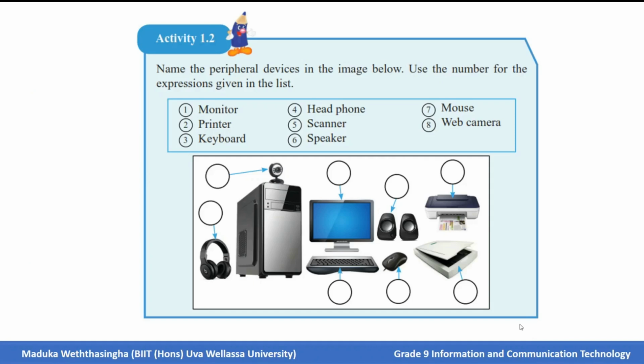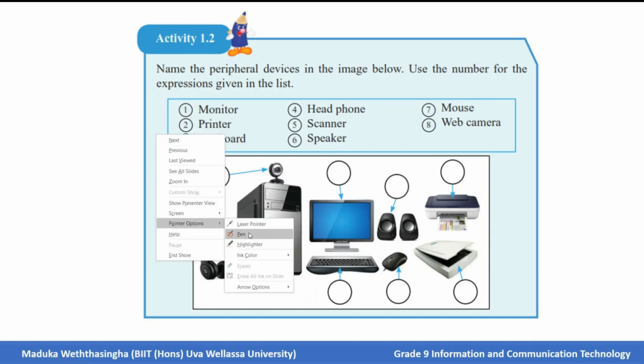Let's go to activity 1.2. Name the peripheral devices in the image below. Use the numbered expressions given in the list. Here, within a list, you can see some numbers. Right? There are 8 numbers with some labels. Okay. Right.